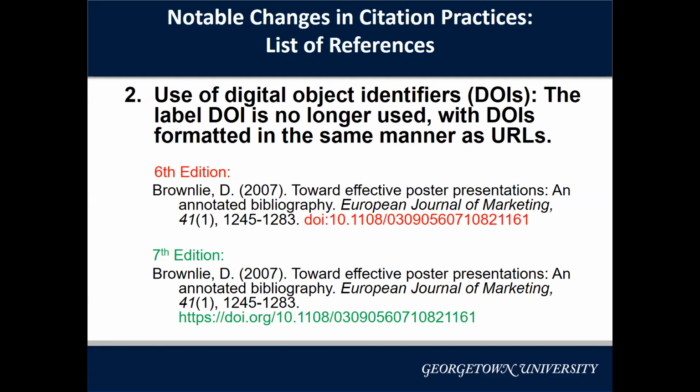While the 6th edition allowed for the phrase "DOI: alphanumeric code," the 7th edition now consistently uses the phrase https://doi.org/numeric code.